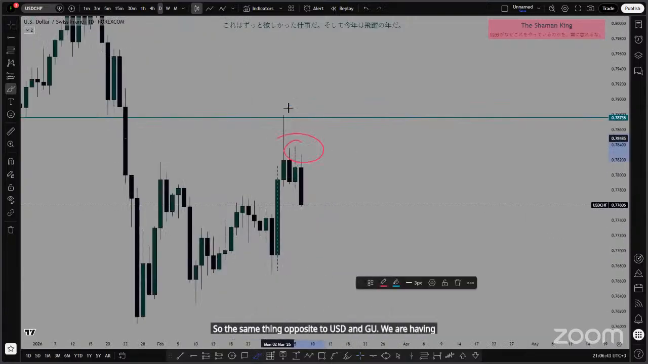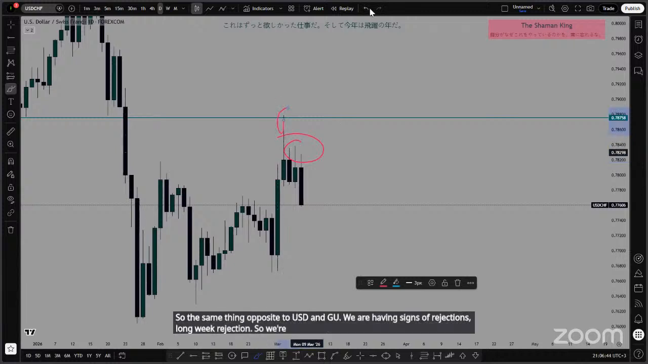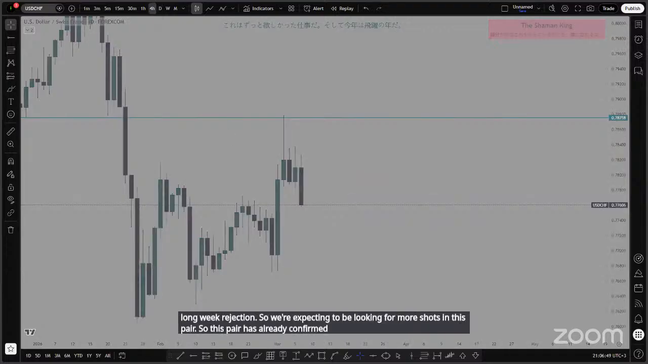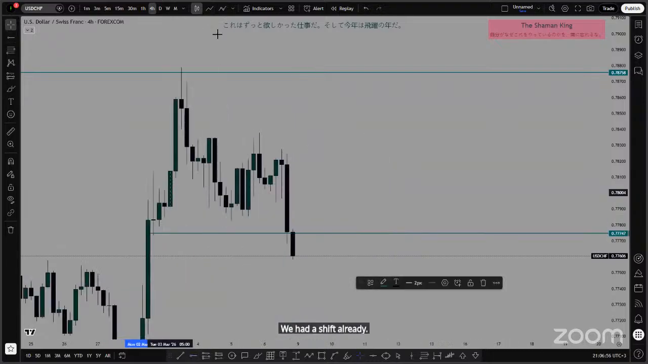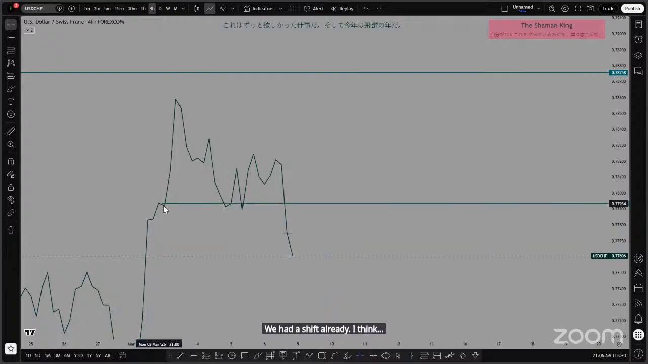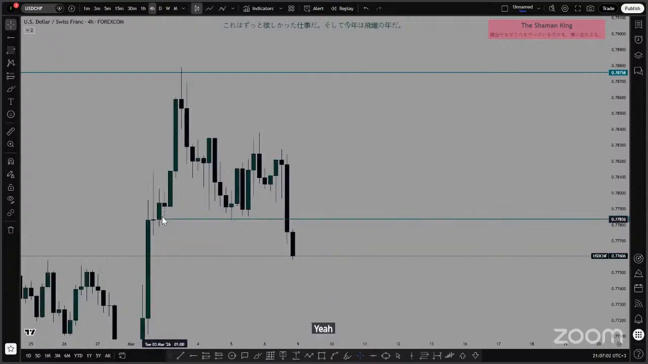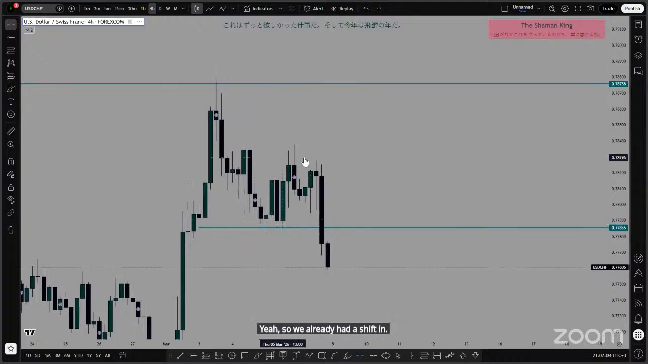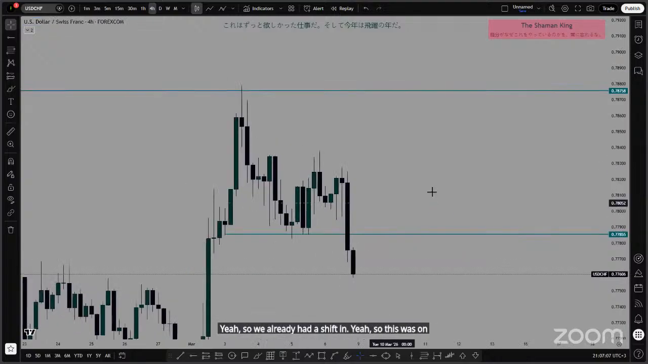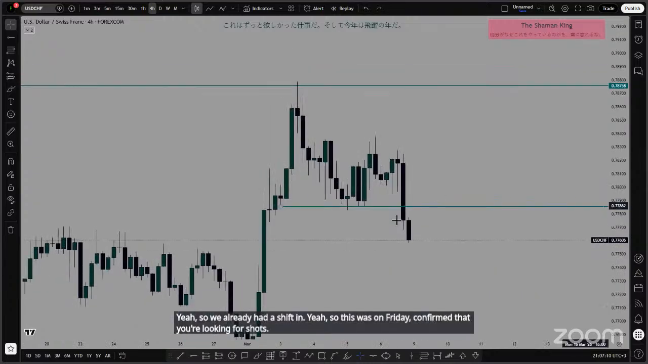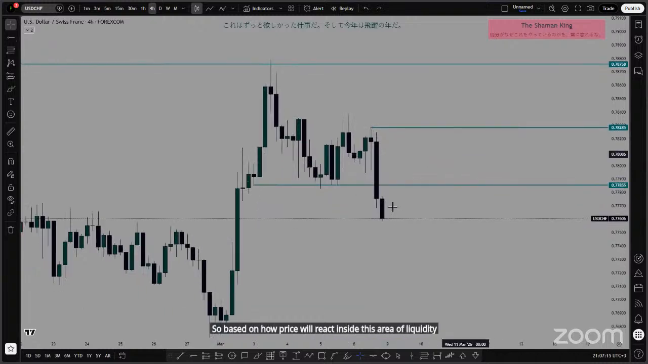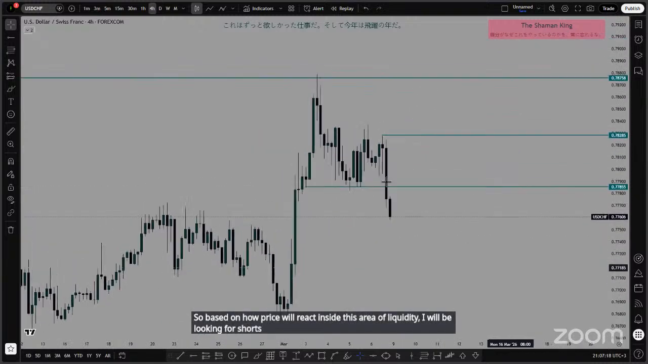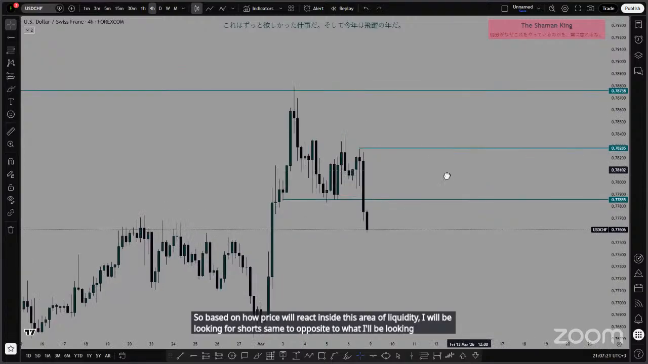We're having signs of rejections, a long weekly rejection. So we're expecting to be looking for more shorts in this pair. This pair has already confirmed the structure. We had a shift already. I think the shift was supposed to happen over here. Yeah, so we already had a shift, and this was on Friday, confirming that you're looking for shorts. Based on how price will react inside this area of liquidity, I'll be looking for shorts, opposite to what I'll be looking at in EURUSD and GBPUSD.